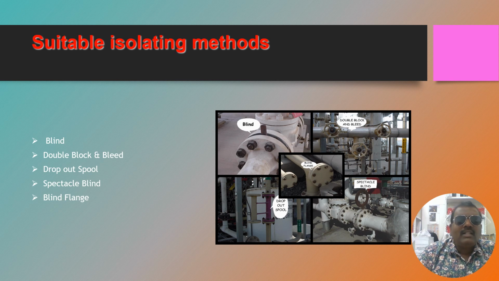As I said, there are some suitable isolating methods for pipelines. If the padlock is not working at that location, you can use blinds, double block and bleed, dropout spool, spectacle blind, or blind flange.